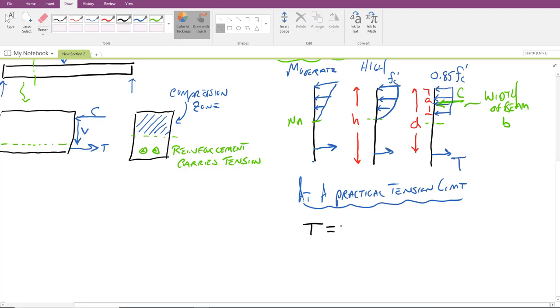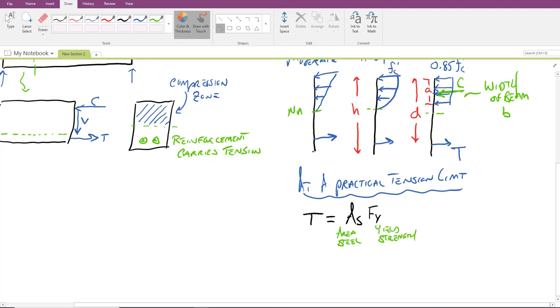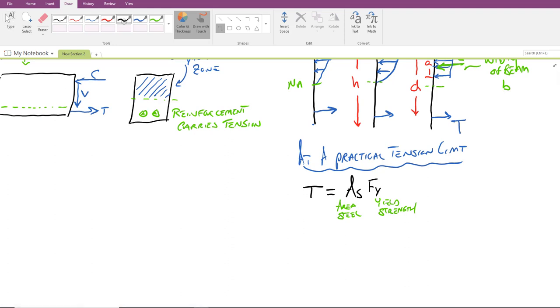The tensile limit, or in other words, the strength of the steel, is a function of the area of the steel times the yield strength of the steel. So area of steel and the yield strength of the steel. That means that we're trying to keep everything within the elastic range of the steel. That would be the tension force.